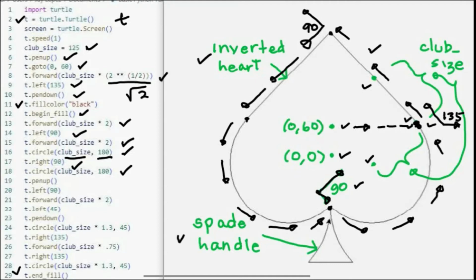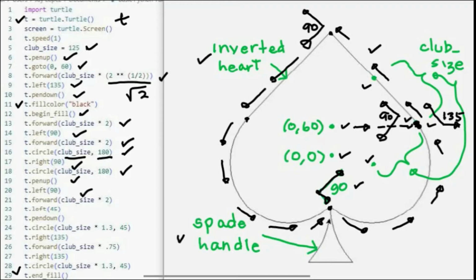At this location I need to raise my pen up because I'm preparing to draw the handle of the spade. In that case, the direction of the turtle is like this. This is the direction of the turtle, but I want the turtle to be directed like this, and this is another 90 degrees. Okay, and that is command number 20.